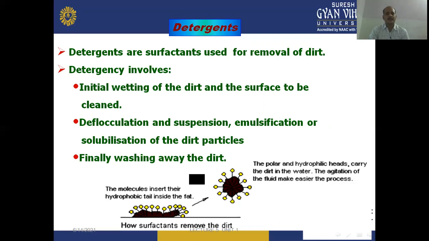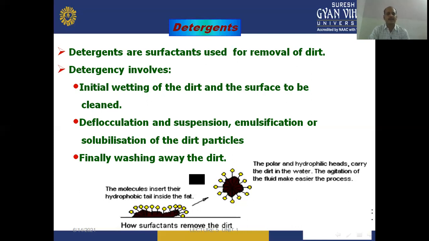Detergency involves different steps, like initial wetting of the dirt and the surface to be cleaned. So first, the wetting mechanism is done in the detergency process. When we provide simple water to the dirt, initial wetting of the dirt and the surface to be cleaned is done. After the wetting, the second mechanism is deflocculation and suspension. These particles are deflocculated, separated out or segregated, and then they can form a suspension, and emulsification or solubilization of the dirt particles is done.